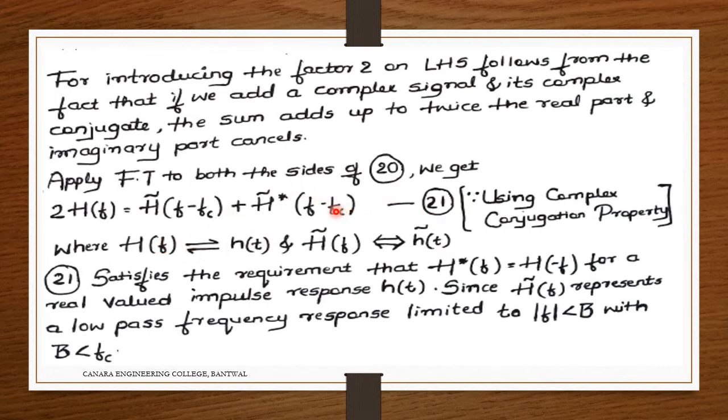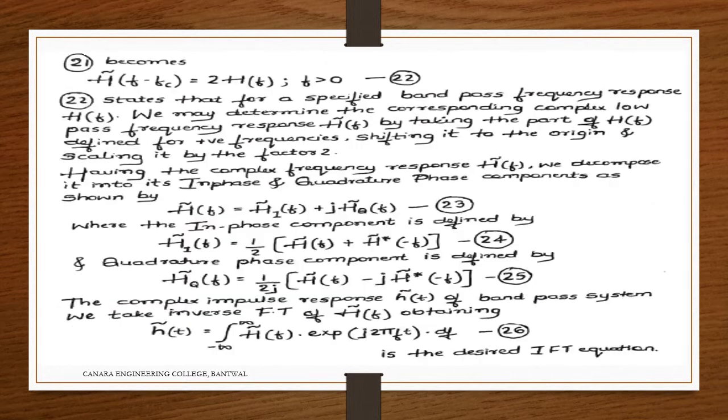satisfies the requirement that H conjugate of f, that is H star of f, is equal to H of minus f for a real valued impulse response h of t. Since capital H cap of f represents a low pass frequency response limited to mod of f less than v, with v less than fc. So this is how we satisfy it in terms of a low pass equation. Now this equation 21 becomes H cap of f minus fc is equal to 2 times capital H of f, as per the earlier discussion.